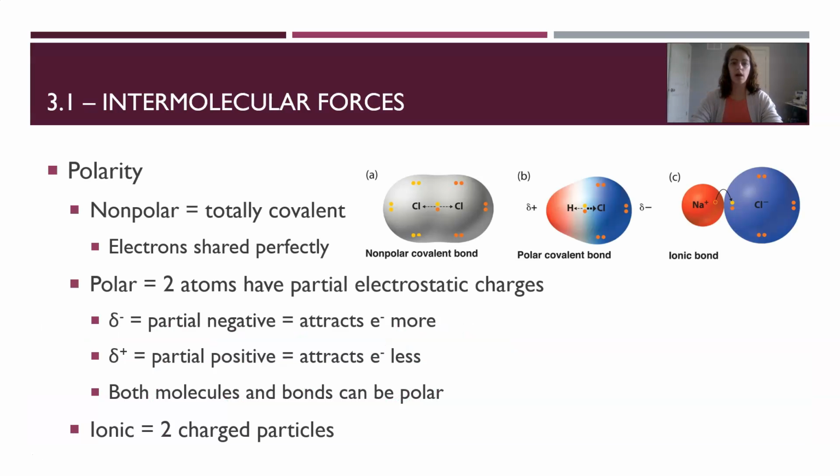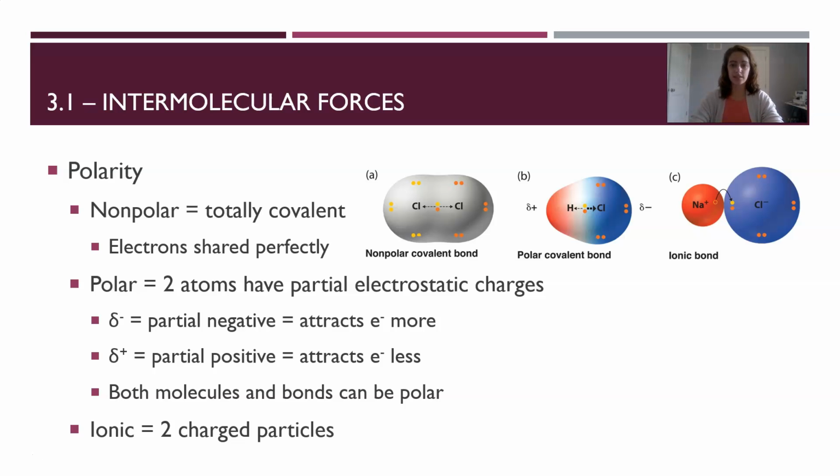So, a reminder about polarity. Polarity influences the bonds in a molecule or a particle in three different ways, so we have three different categories based on polarity. We have a non-polar covalent bond. That means the electrons are shared perfectly evenly between the two atoms. This means that there is essentially no difference in electronegativity.